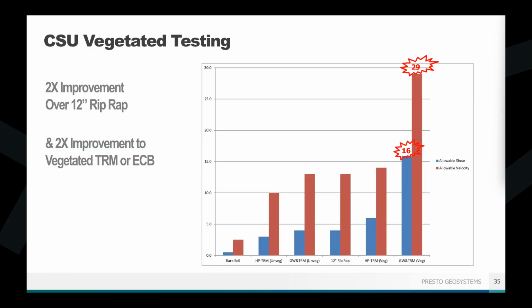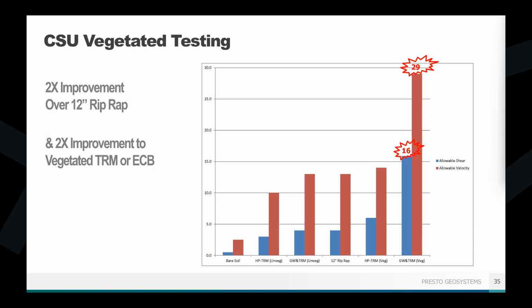And so this is sort of a quick summary of what that looks like. And it really showed some pretty amazing results. The GEOWEB system withstood a 29 FPS velocity and 16 pounds of shear without failure, more than twice the hydraulic resistance of 12-inch riprap, about double the performance of a high-performance TRM alone. And it works because the GEOWEB system provides cover for the soil, so there's no scouring, and confines the soil so it doesn't get washed out over time.